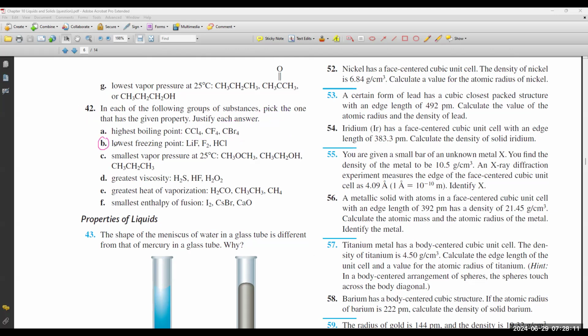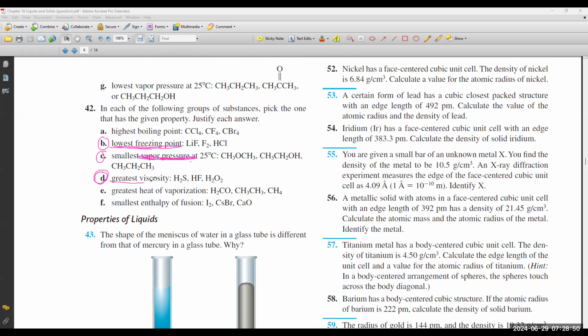Check this. Lowest freezing point. Lowest freezing point means it's going to melt easily. So, which one? Yeah, very good, very fast. Amodita, that's really fast answer. Smallest vapor pressure. Smallest means very strong IMF, right? It's difficult to vaporize it. That's very good answer, Amodita. Akash, very good. Yes, D.